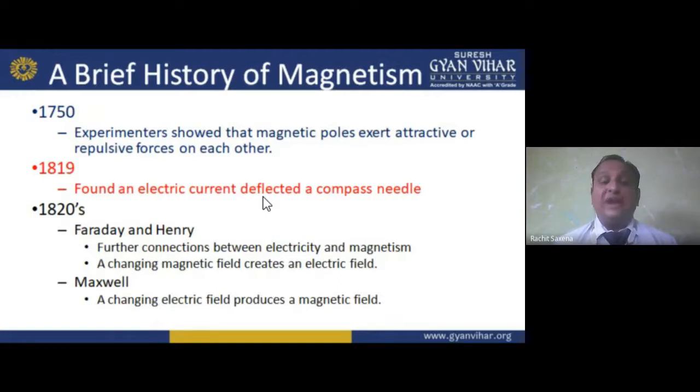So if I'm talking about Faraday and Henry, they basically have a connection between electricity and magnetic field. As per Faraday's law of electromagnetic induction, whenever flux linkage varies in a coil, what will happen? An EMF will be induced, known as induced EMF. And if it is a closed circuit, then it is called induced current.